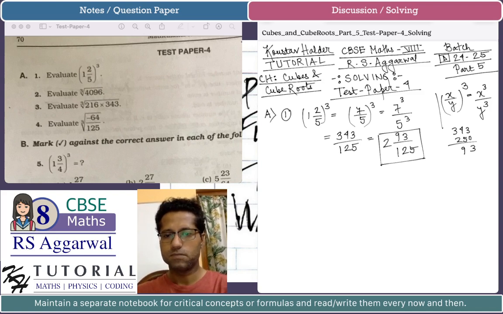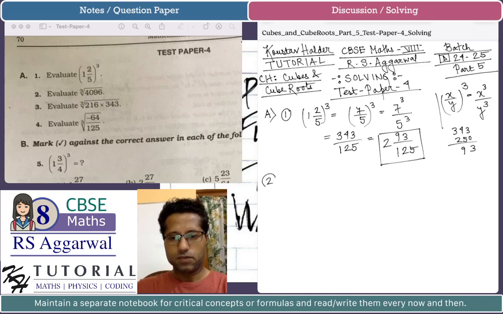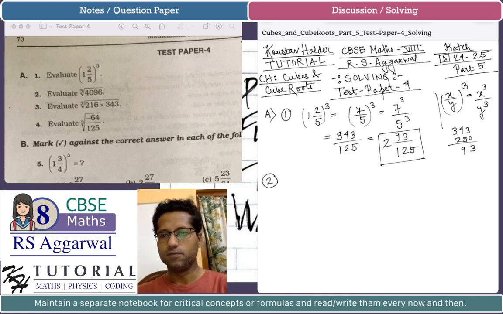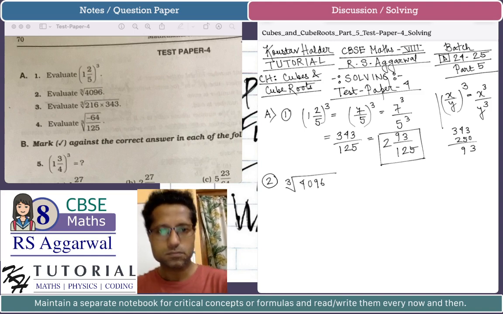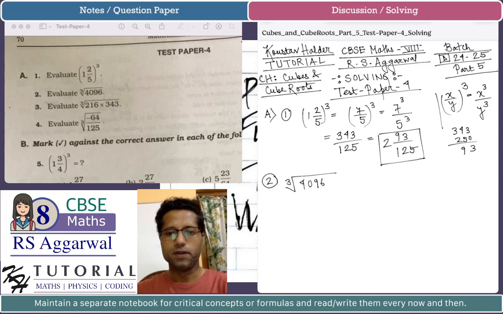Okay, so problem number 2. As I am solving the problem, you can pause the video and take a screenshot of the solution for your future reference. Problem number 2 is we have to find the cube root of 4096.